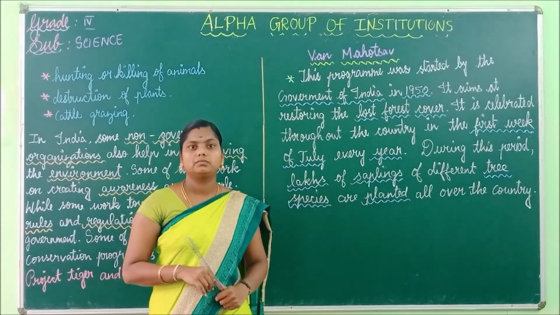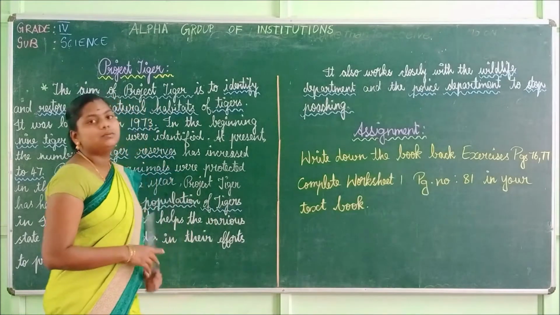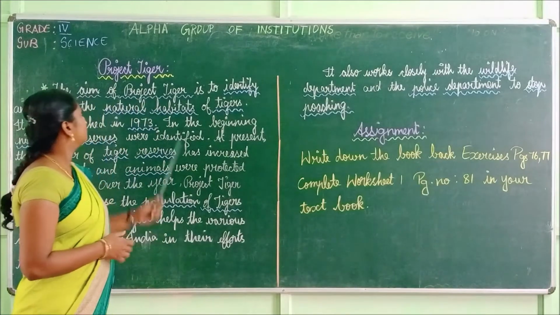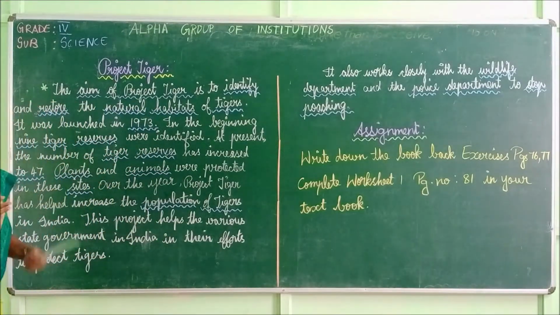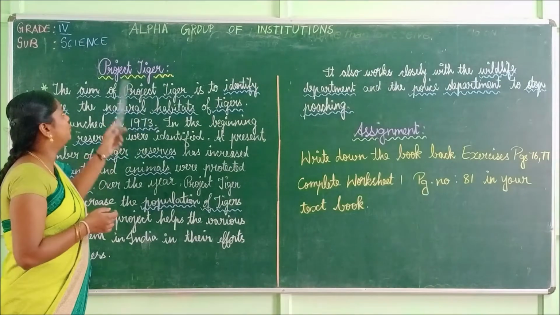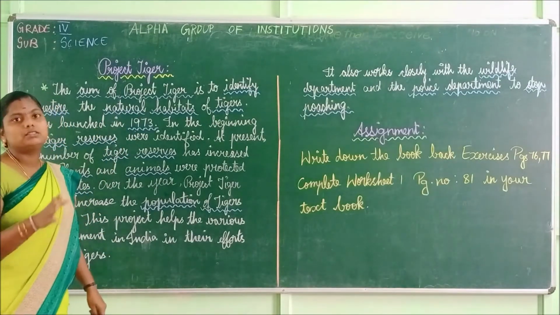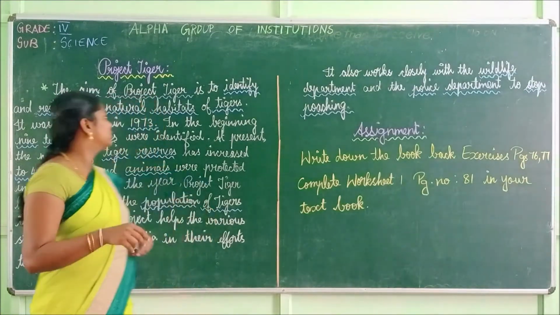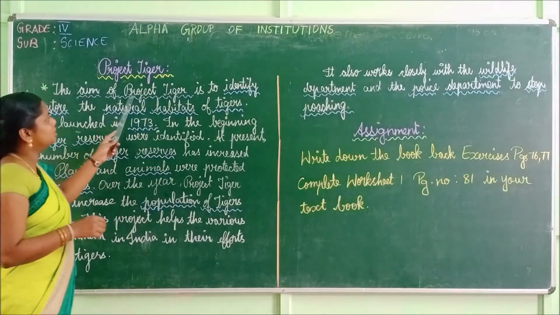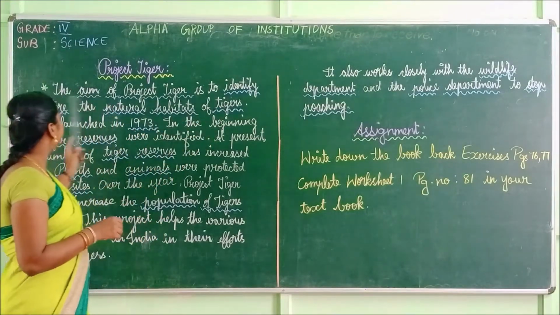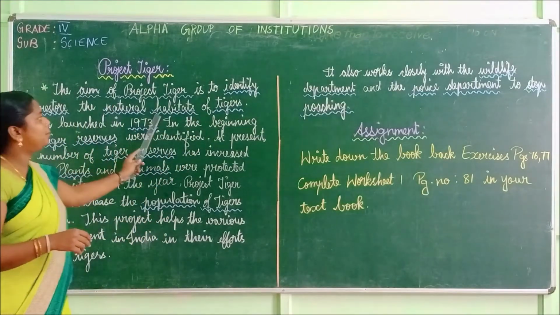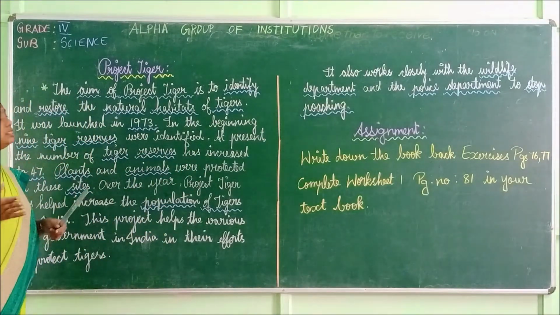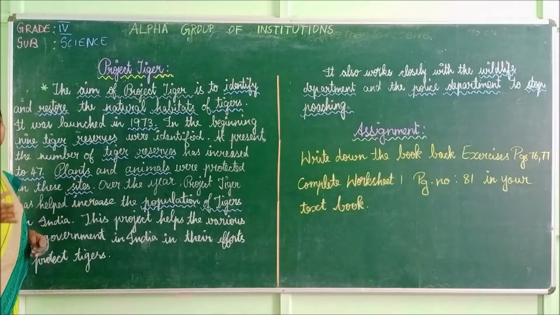Is it clear, children? So now we are going to see about the next program which is conducted by our Indian government. So Project Tiger. So what is said in this? What can you understand by this topic? Project Tiger. So this deals with tigers. The aim of Project Tiger is to identify and restore the natural habitats of tiger.